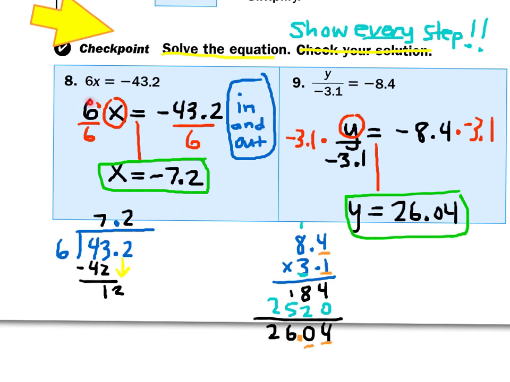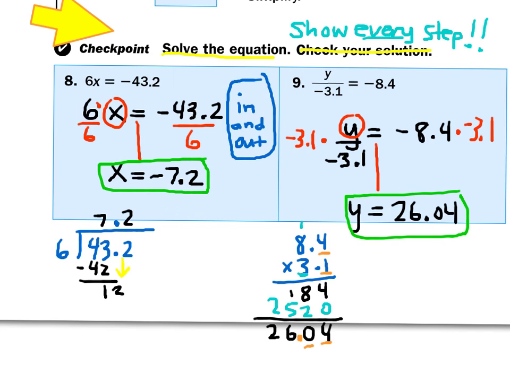And so 6 divided by 6 creates that invisible 1. The x slides down, the equal sign slides down, and now use the in and out. So I did it down here. The 43.2 is on the inside, the 6 is on the outside. The 6 is already a whole number, so I don't have to move the decimal point. I just bring it straight up in my answer. I did the division, and I got 7.2. Now remember, it's a negative 7.2 because a negative divided by a positive makes a negative.